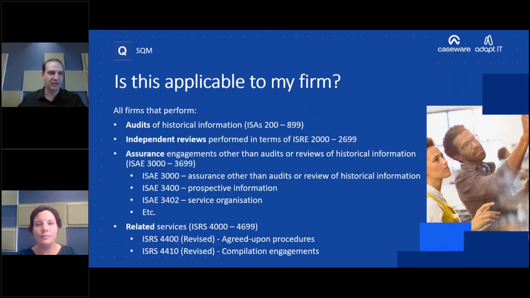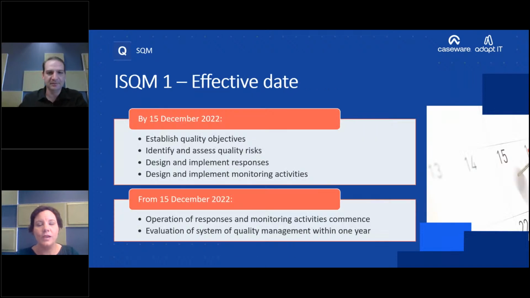Thank you. And if we then look at the effective dates. So the standard ISQM 1 is applicable from 15 December 2022. Now, what's important to remember here is that there are certain things that need to have happened by 15 December already, and then there are certain things that can only start happening from the 15th of December.